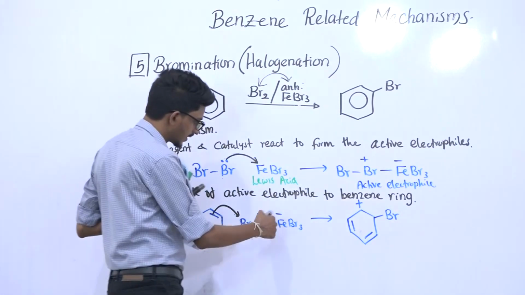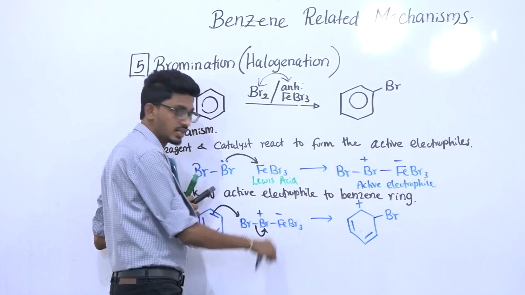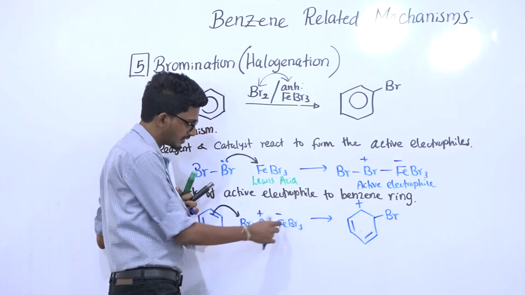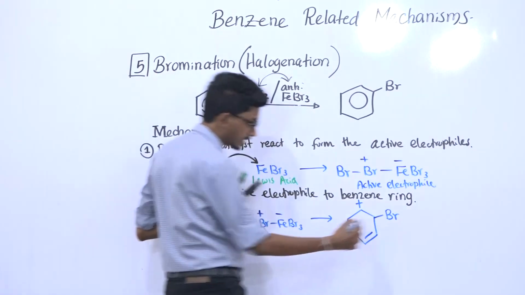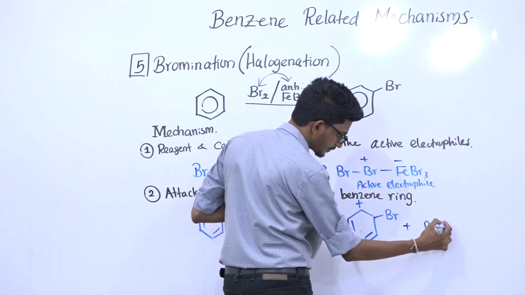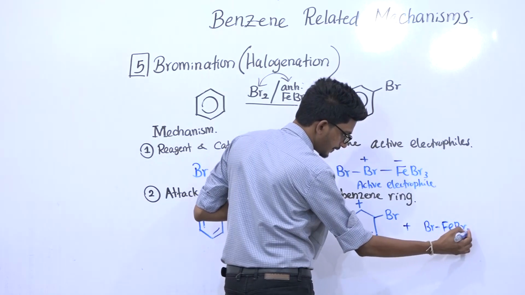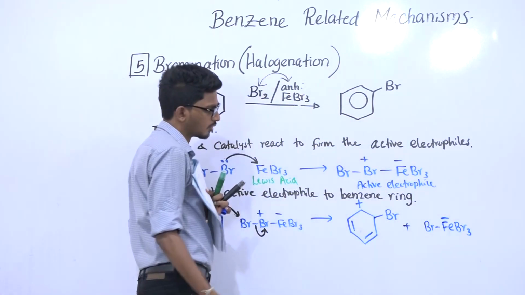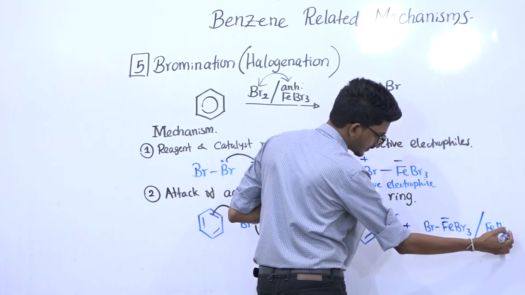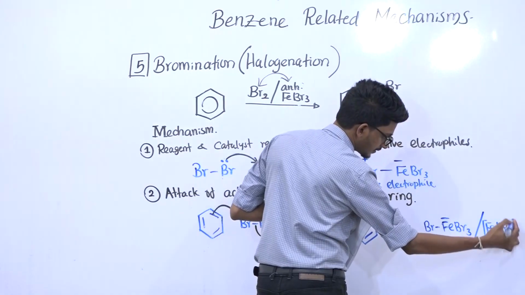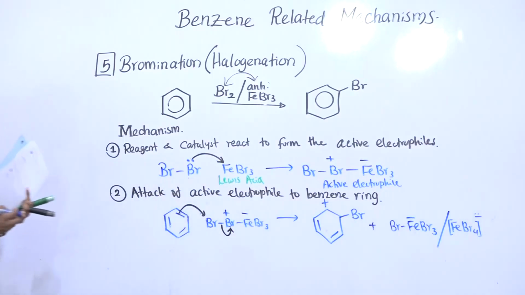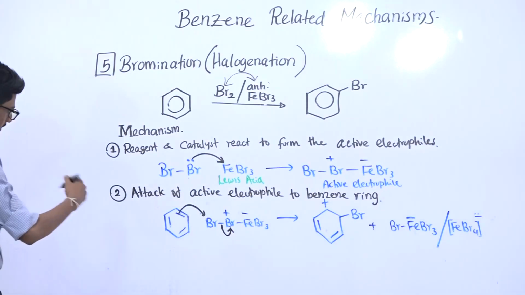Okay. And here you get the FeBr3 minus. As these electrons are going towards the bromine, the positive charge will disappear. So this is FeBr4 minus, right? You can write it like this as well. Or one can write the same thing like this. No worries, both forms are accepted, right? That is the second step.